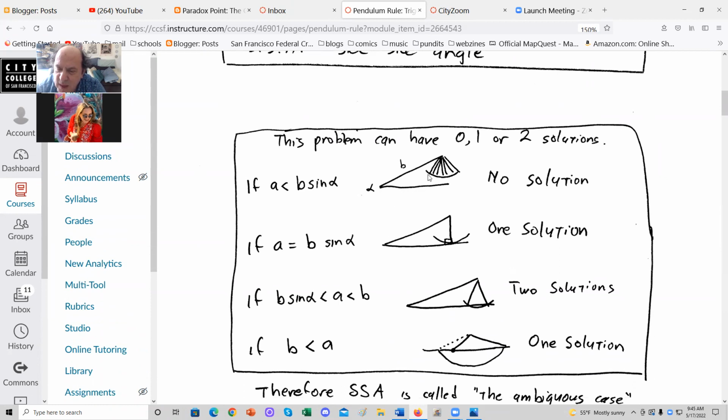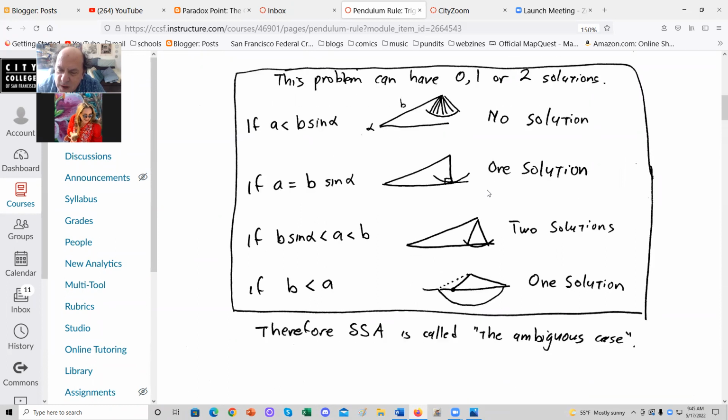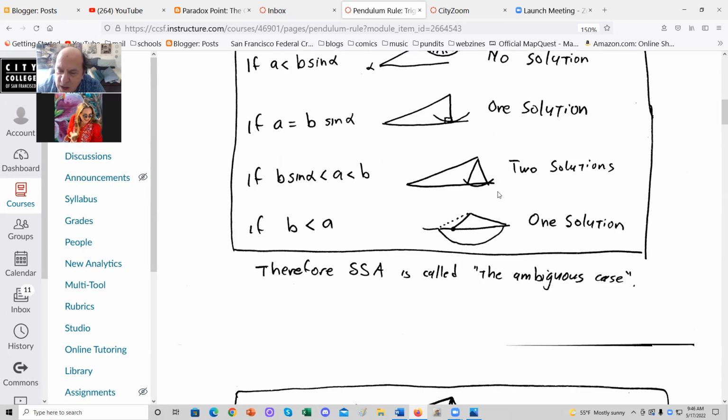If A is less than B sine alpha, I call this the pendulum rule because I think of this as a pendulum at the end of a cantilever. If the cantilever is too high up and the pendulum too short, then it doesn't touch the ground at all and there's no solution. If A equals B sine alpha, then this angle is low enough that the pendulum touches the ground at one spot only, at right angles, and we get one solution. If B sine alpha is less than A and A is less than B, then the pendulum touches the ground in 2 places, so there are 2 solutions.